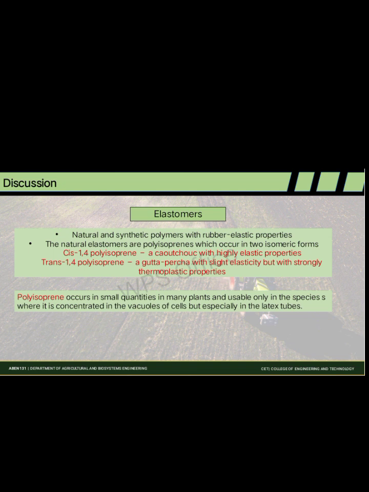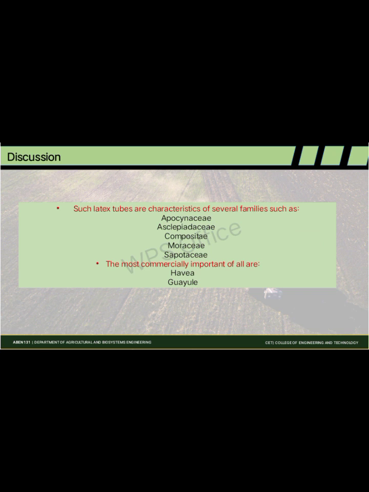Polyisoprene occurs in small quantities in many plants and is usable only in the species where it is concentrated in the vacuoles of cells, but especially in the latex tube. Such latex tubes are characteristic of several families such as Apocynaceae, Asclepiadaceae, Compositae, Moraceae, Sapotaceae, and the most commercially important of all are Hevea and Guayule.